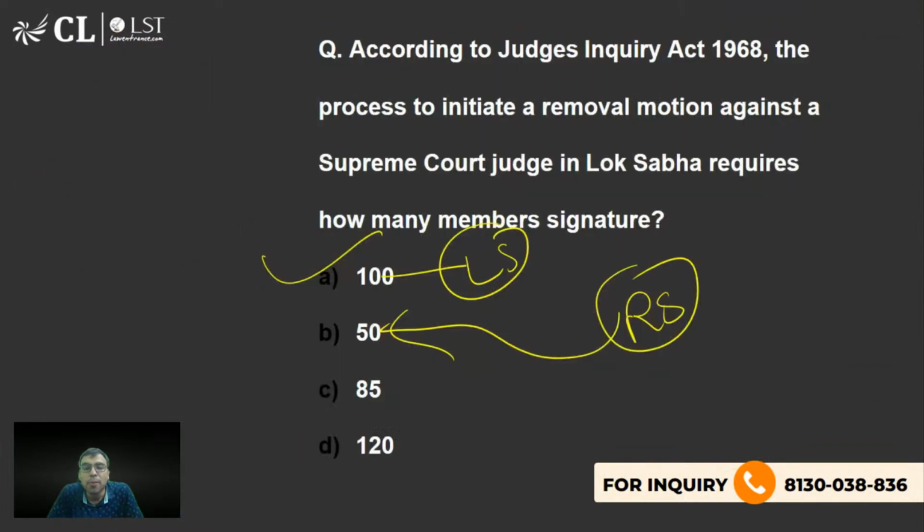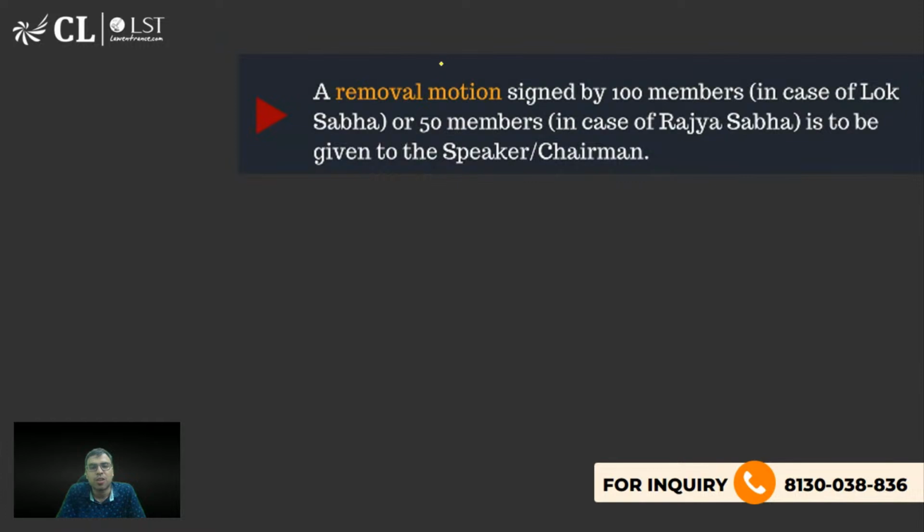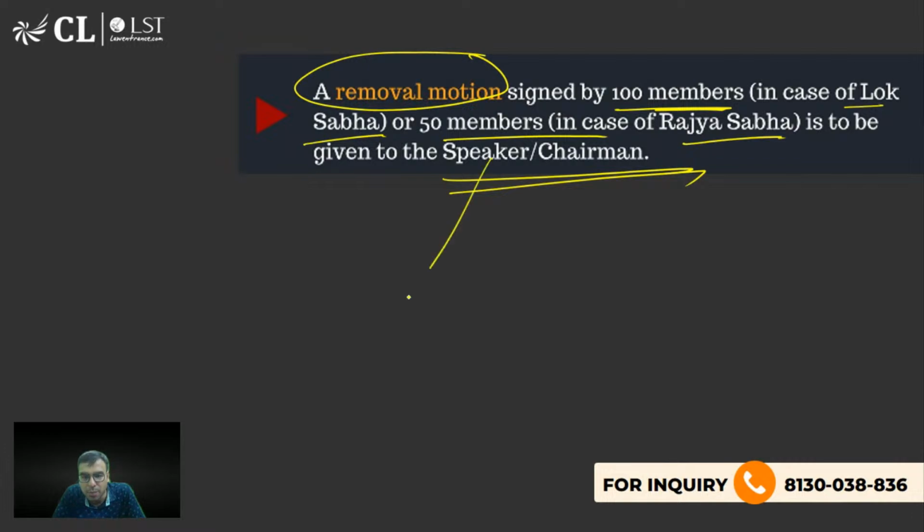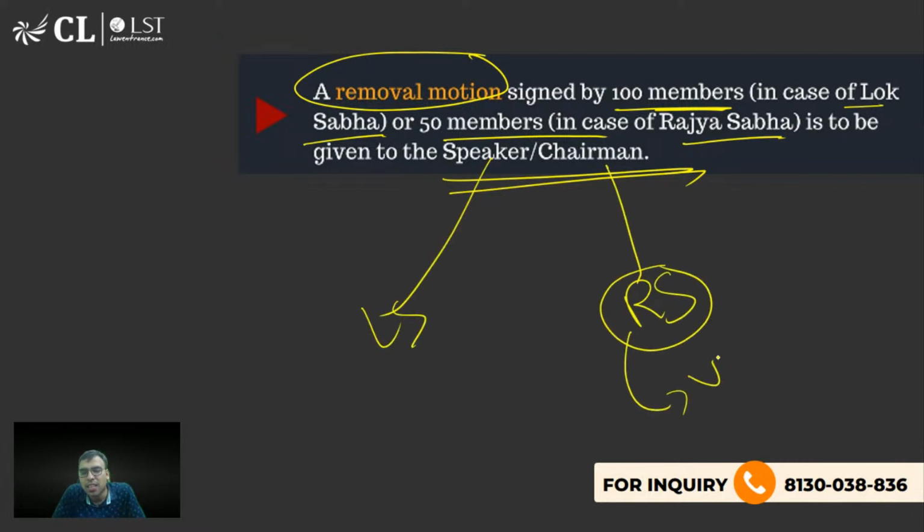So you should know this start. 100 in case of Lok Sabha and 50 in case of Rajya Sabha, for both High Court and Supreme Court judges. So the removal motion signed by 100 members in case of Lok Sabha or 50 members in case of Rajya Sabha is to be given to the Speaker or Chairman. Speaker in case of Lok Sabha and Chairman in case of Rajya Sabha. And the Rajya Sabha Chairman is none other than the Vice President of India.